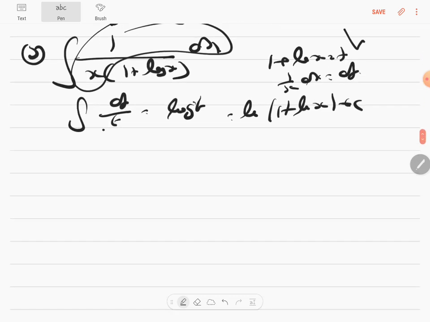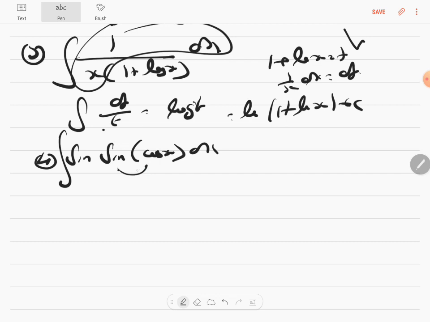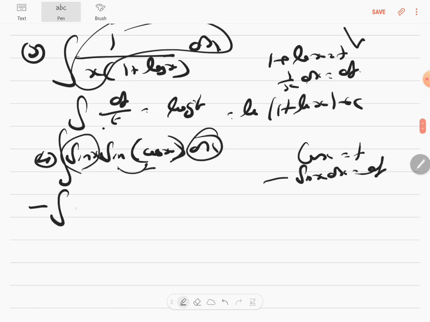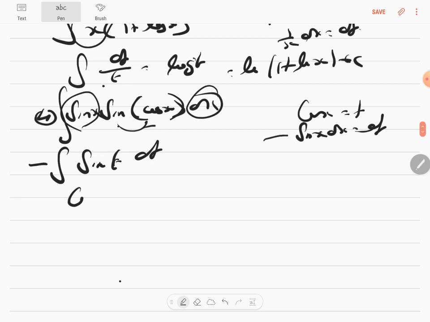So let's go to the fourth sum. The fourth sum is integration of sin of cos x, sin x dx, that is, sin x into sin of cos x. Let cos x be t, so minus sin x dx will become dt. So sin x dx becomes minus dt. Therefore sin t into minus dt. So minus comes out. Integration of sin t is minus cos t, so it is plus cos t plus c, which is cos of cos x plus c.